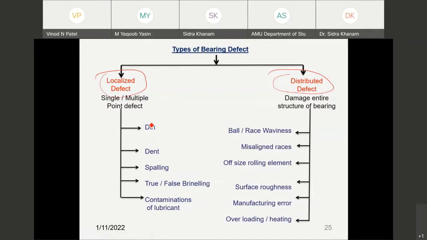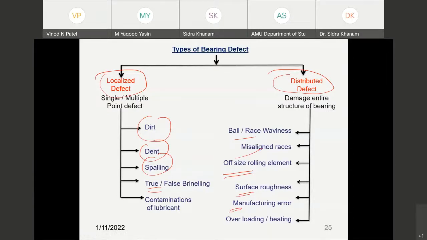And local defects are normally dirt, dent, spalling, tree falsing and brittling. All these are considered local defects, while distributed defects like waviness, misalignment of the races, off-size rolling elements, surface roughness, and manufacturing errors are all considered distributed defects.